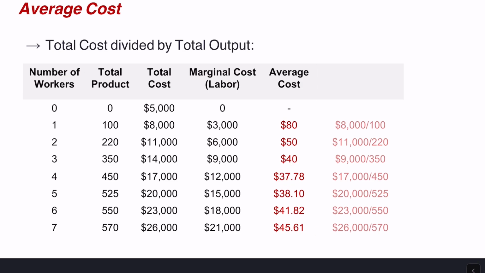Be ready if I ask you what's the average cost if you have 3 workers. What's the average cost if you have 4 workers? You're just using this simple formula of total cost divided by total output to calculate that average cost.